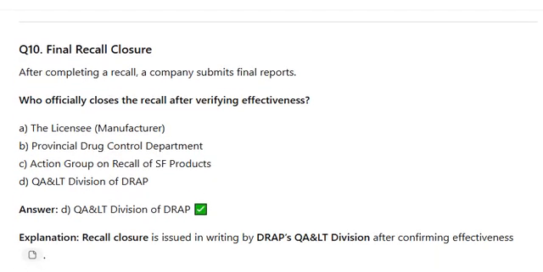Q10. Final recall closure. After completing a recall, a company submits its report. Who officially closes the recall after verifying effectiveness? A. The licensee, manufacturer. B. Provincial Drug Control Department. C. Action Group on Recall of Substandard and Falsified Products. D. QA Division of DRAP. Answer: D. QA Division of DRAP. Explanation: Recall closure is issued in writing by DRAP's QA division after confirming effectiveness.